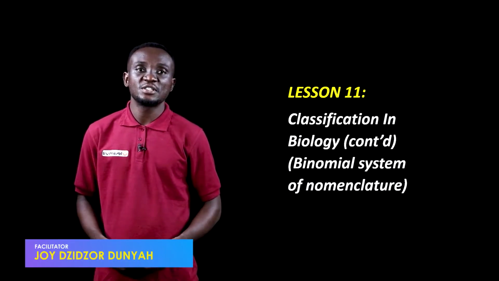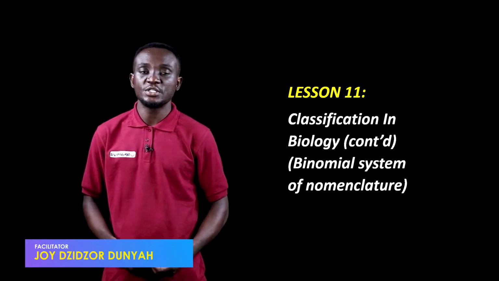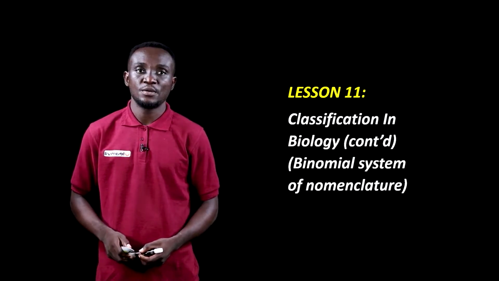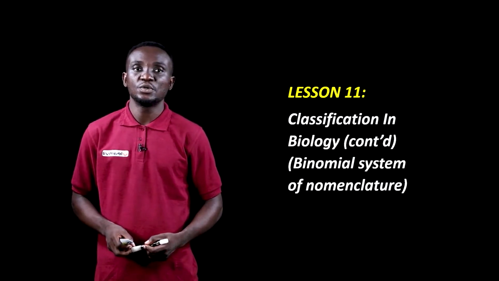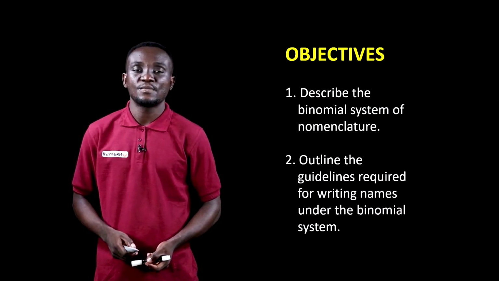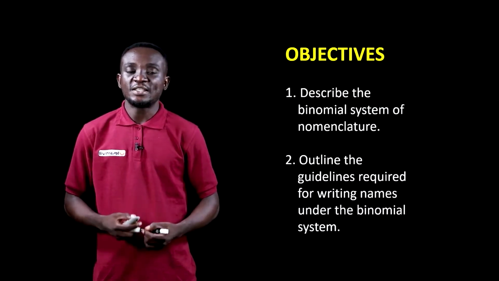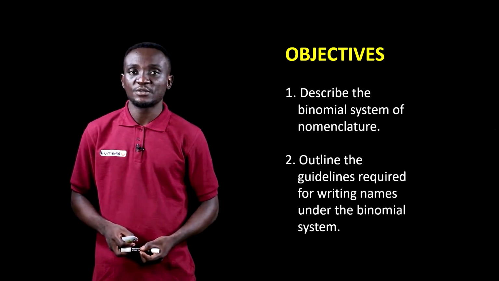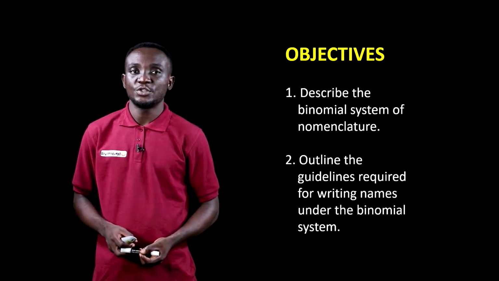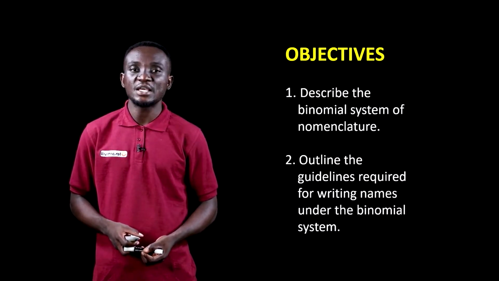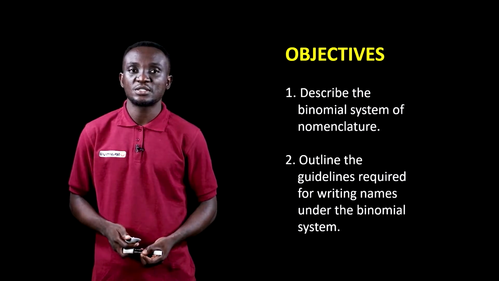In our previous lesson, we looked at classification in biology according to John Ray and Carolus Linnaeus. In this lesson, we'll look at the binomial system of nomenclature. At the end of the lesson, you should be able to describe the binomial system of nomenclature. You should also be able to outline the guidelines required for writing names under the binomial system.